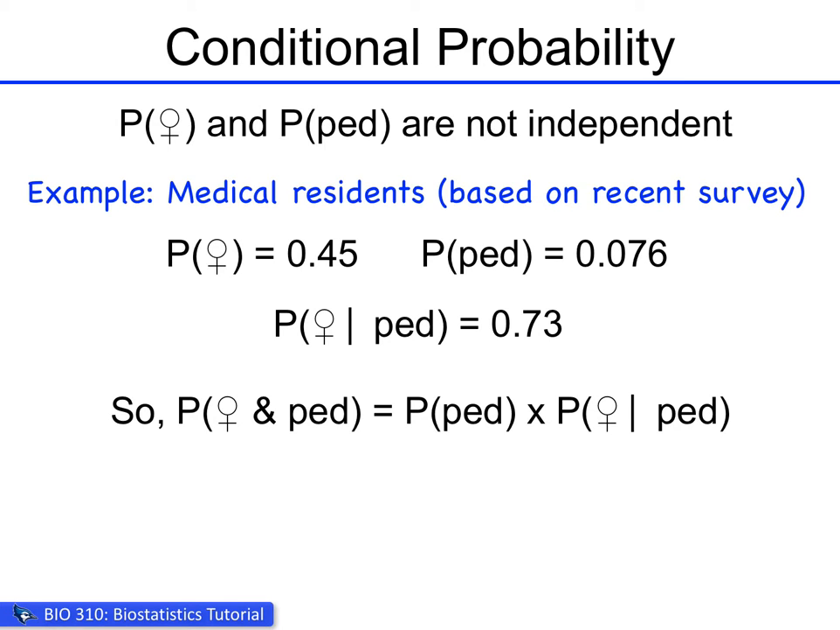All right, so the probability of being female and a pediatrician is equal to the overall probability of being a pediatrician multiplied by that conditional probability of being a female given that you are studying pediatrics. So this is 0.076 times 0.73, which gives us a value of 0.055, which is quite different than that value of 0.034 that we originally calculated incorrectly when we didn't account for the fact that these two things are not independent. Okay? So always be looking for whether or not you have conditional probabilities in your question.